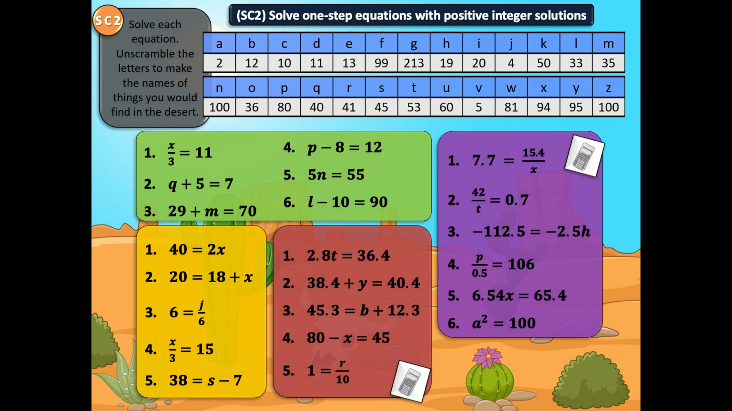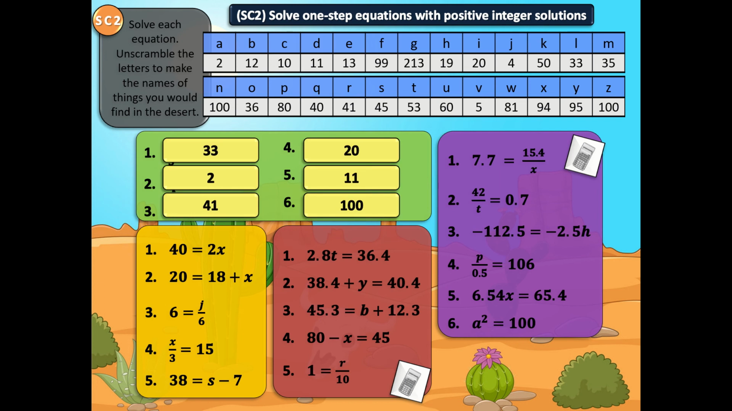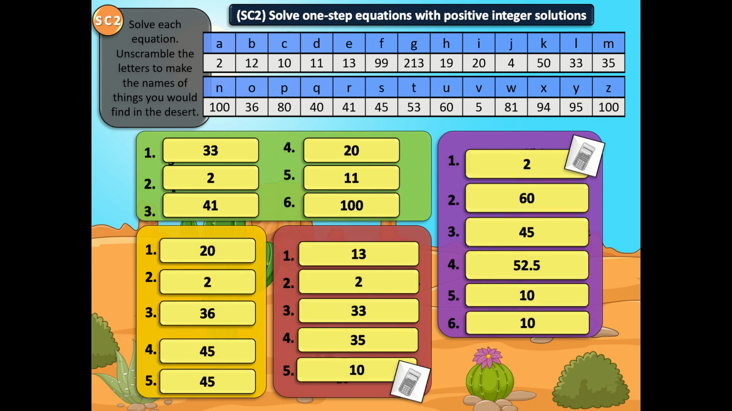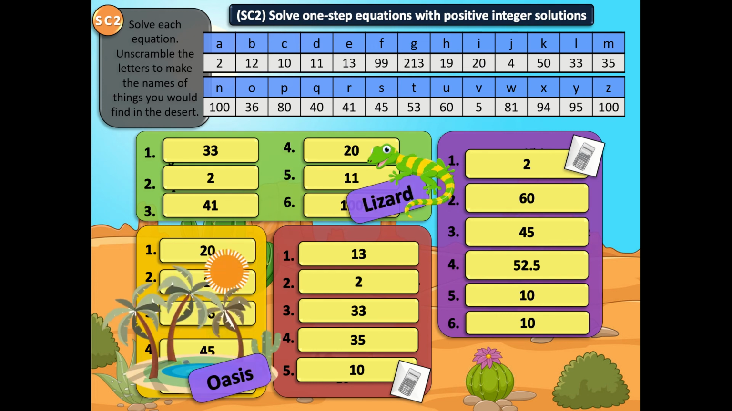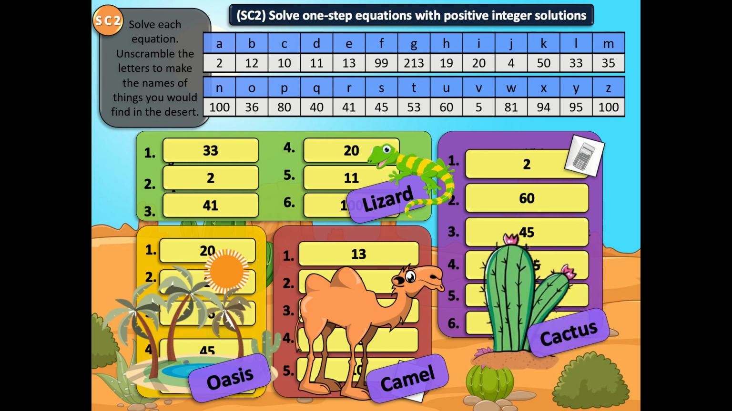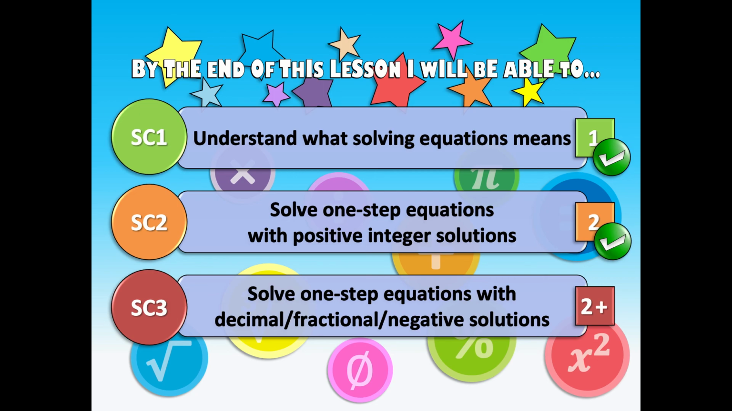Here are your answers. So there's your green answers, your amber answers, your red answers, and your purple answers. Your green answers made lizard, your amber answers made oasis, your red answers made camel, and the purple answers made cactus. And now we've completed success criteria 2.